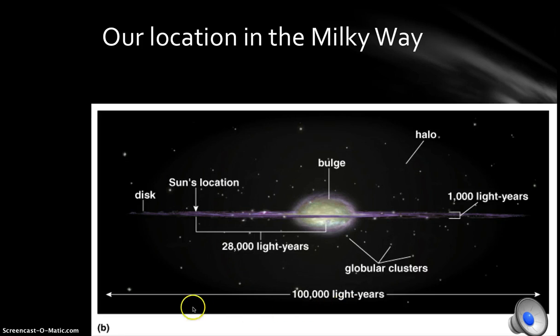But notice that the Milky Way from one end to the other is over 100,000 light years across. And the Sun is 28,000 light years away from the center of the Milky Way. Also notice that from top to bottom, the Milky Way is only 1,000 light years in dimension.